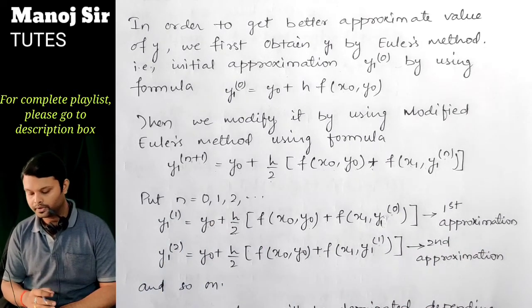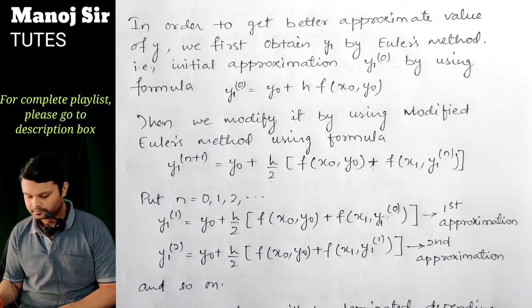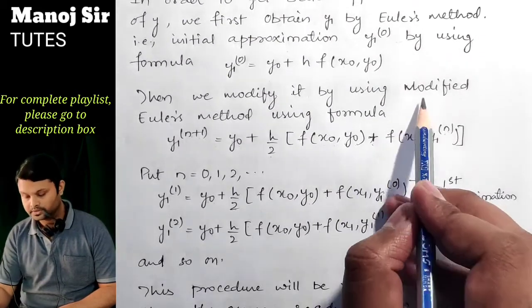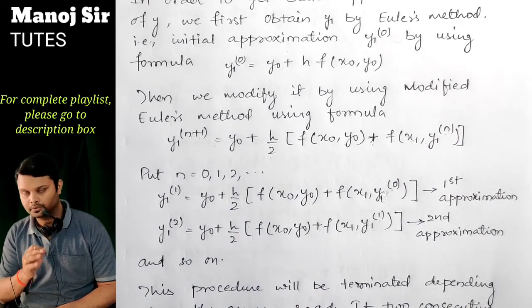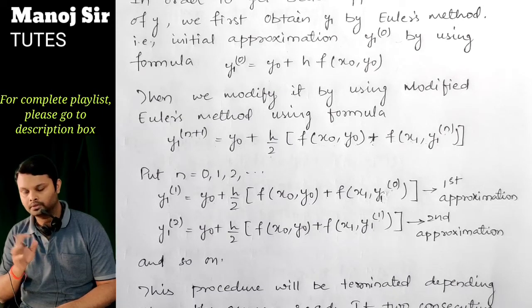In the same way, if you want to find the second approximation, then we will use this formula. It means for finding the initial approximation, we will take the help of Euler's method formula, and for finding the first approximation, second approximation, third approximation, we will take the help of modified Euler's method formula.